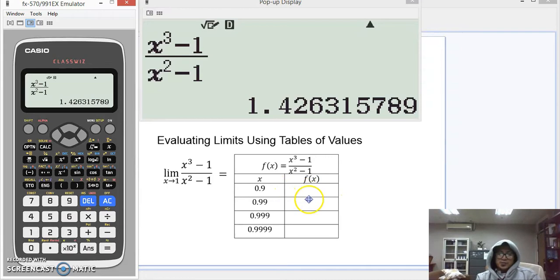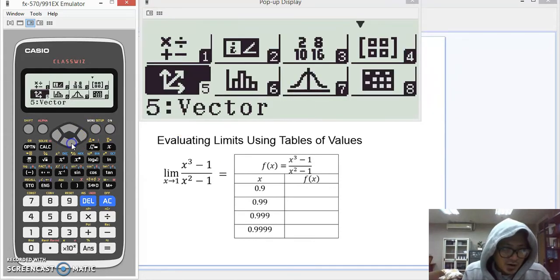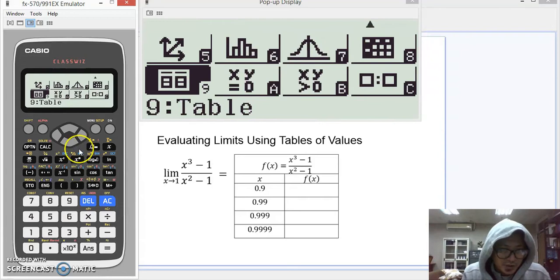So the point is doing that, getting the exact value of f of x for each assigned value of x and putting it here, accomplishing the table. And the students will see what value f of x approaches. That's the basic concept of evaluating limits using a table of values. Now let me introduce to you a new feature of the ClassWiz. It's actually in the menu. You have here number 9, Table.